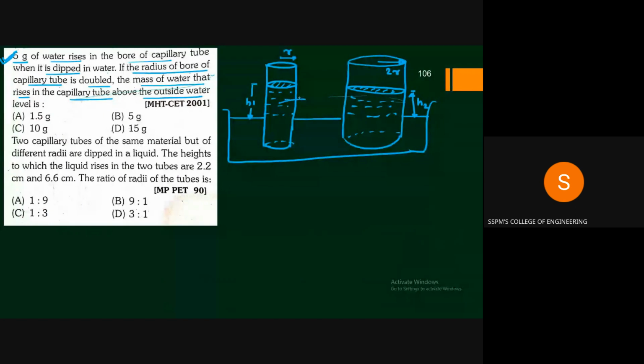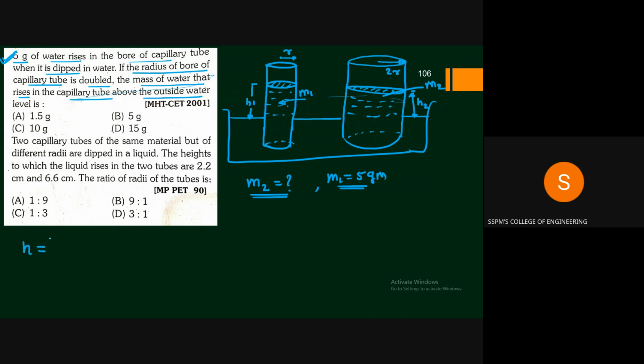the mass for the initial condition. Let us take this mass as m1, for the liquid which is in the tube. For the second condition, the mass is m2. So here we have to find out m2. What is the mass in the second case? M1 is given. For the first case, m1 is 5 gram. So to solve this problem, we should know the relation for the rise of the liquid.